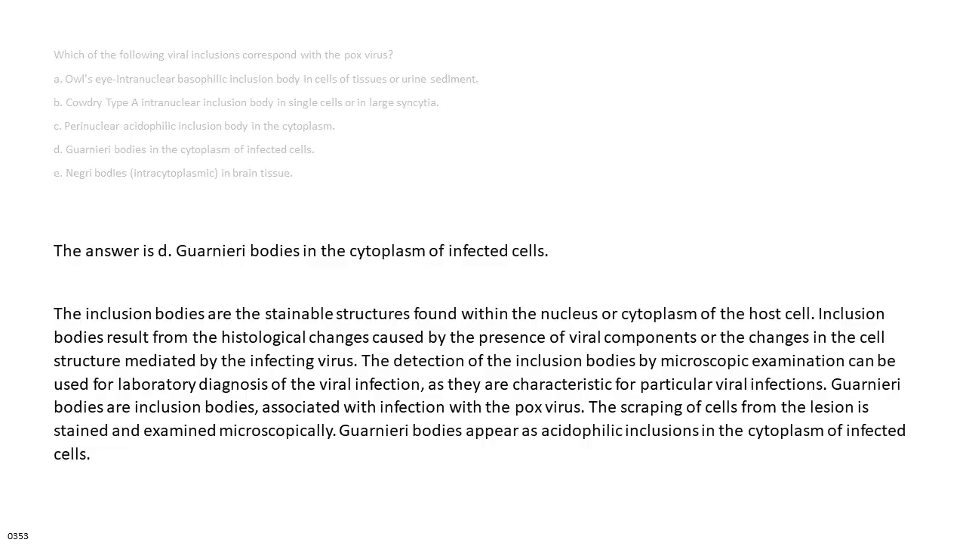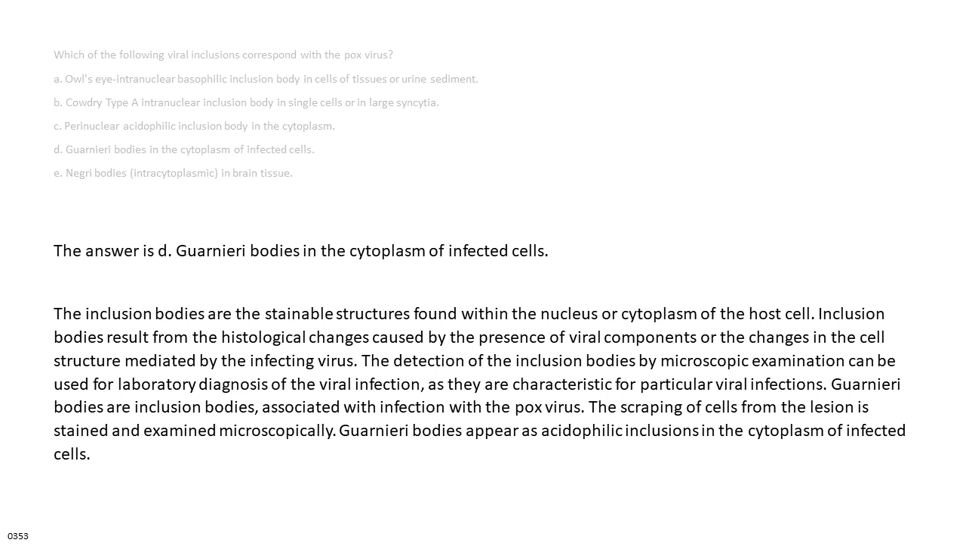The answer is D. Guarnieri bodies in the cytoplasm of infected cells. The inclusion bodies are the stainable structures found within the nucleus or cytoplasm of the host cell. Inclusion bodies result from the histological changes caused by the presence of viral components or the changes in the cell structure mediated by the infecting virus. The detection of the inclusion bodies by microscopic examination can be used for laboratory diagnosis of the viral infection, as they are characteristic for particular viral infections.